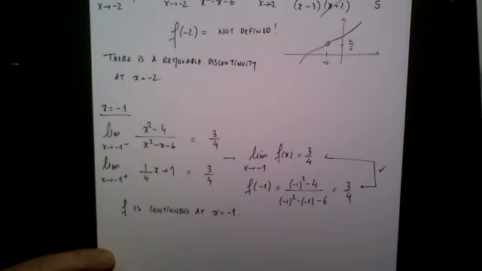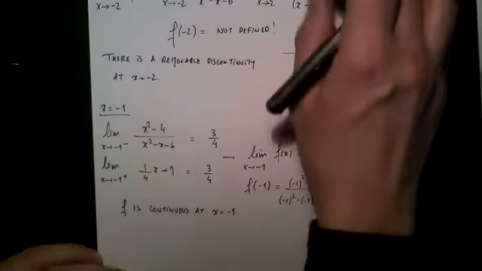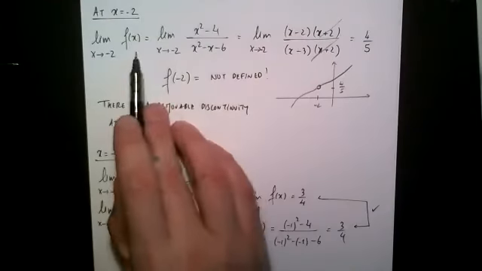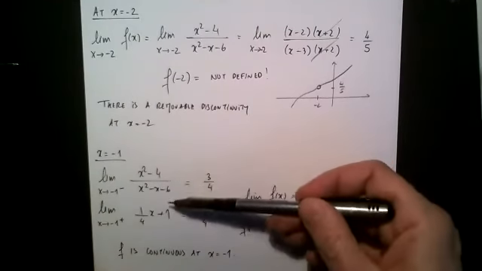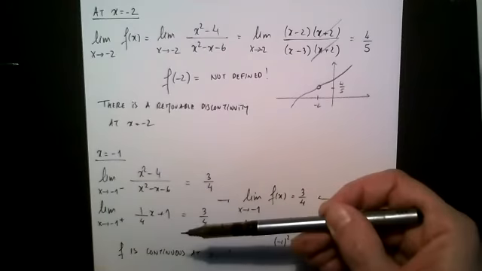Yeah, you could have done that for -2, like from the left and from the right. I could have, but I didn't need to because it was the same function. Here I did left and right because on the left I have this function, on the right I have this function. Okay.